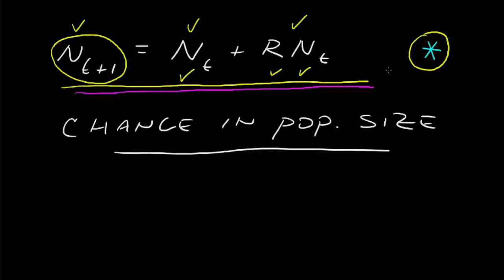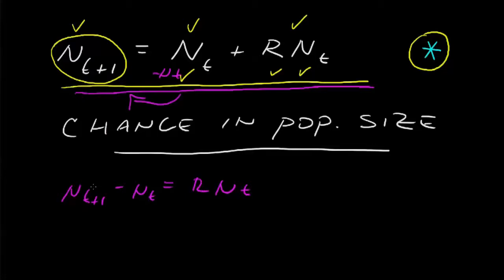So we can simplify this equation, and what I'll do is subtract NT from this side and bring it over to this side here. So I'm subtracting from both sides. So now we've got NT plus 1 minus NT equals R times NT.